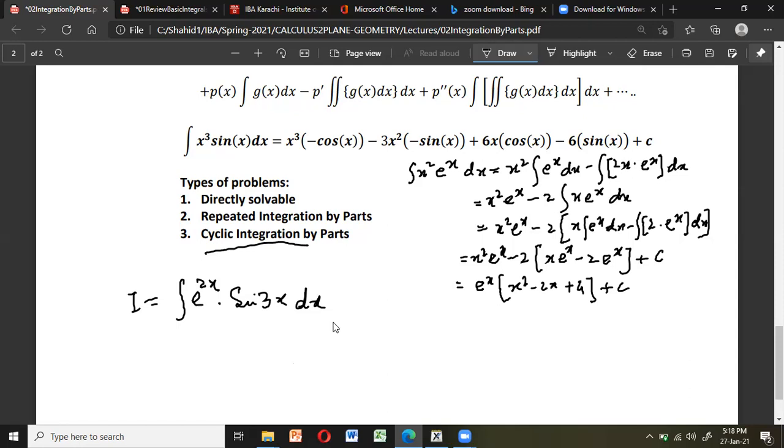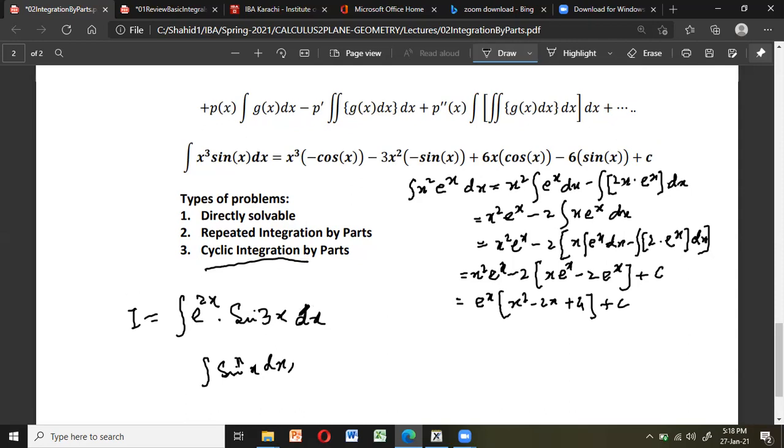For example, sine raised to power n. That means higher powers of sine, higher powers of cos, higher powers of tangent, higher powers of secant, and so on and so forth. Whenever we face cyclic integration problems, we develop sort of formulas that are called reduction formulas. I stop my discussion here today.